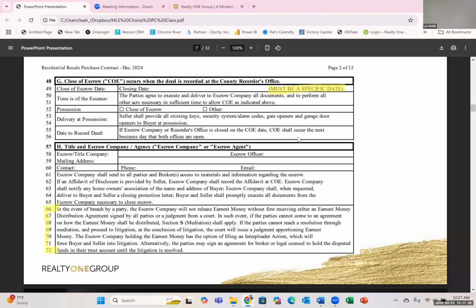So that would be countered in every contract. So only if you receive those.